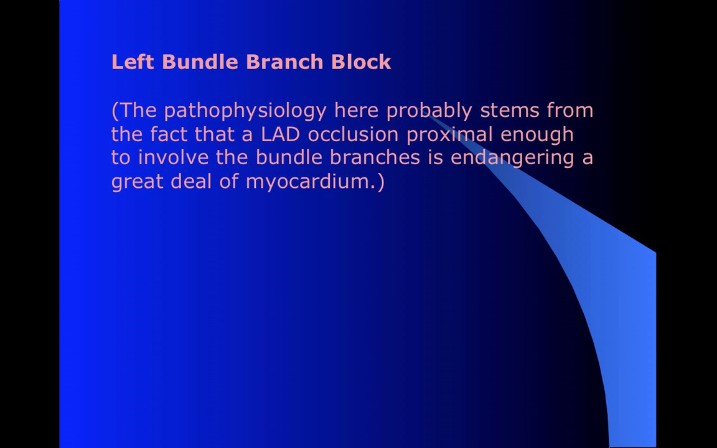Now, why? Probably because if you have a big LAD occlusion and it's proximal enough that it's endangering a very large portion of the myocardium, and it needs to be in order to compromise the electrical system. So if it's killing a large part of the anterior wall, it compromises the conduction of the left bundle branch block. That means it's a big part of the heart that's at risk, and that person may die or have really severe sequelae from that. So it's a risk stratification.